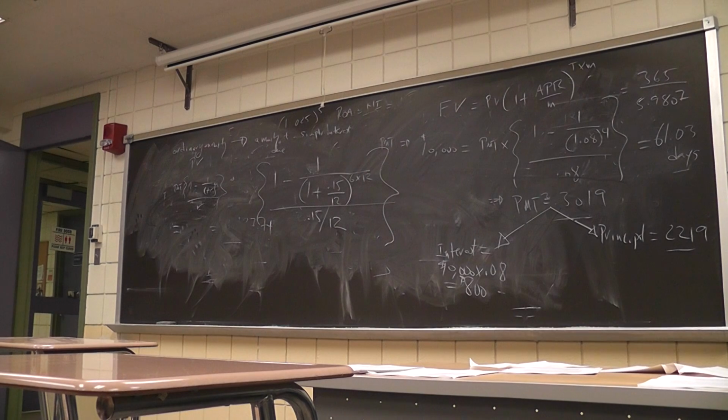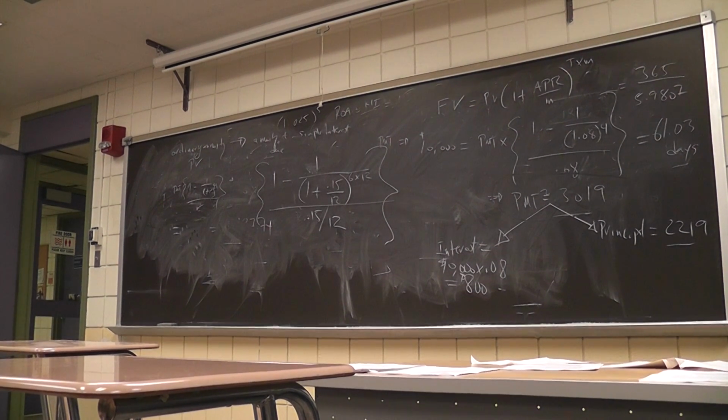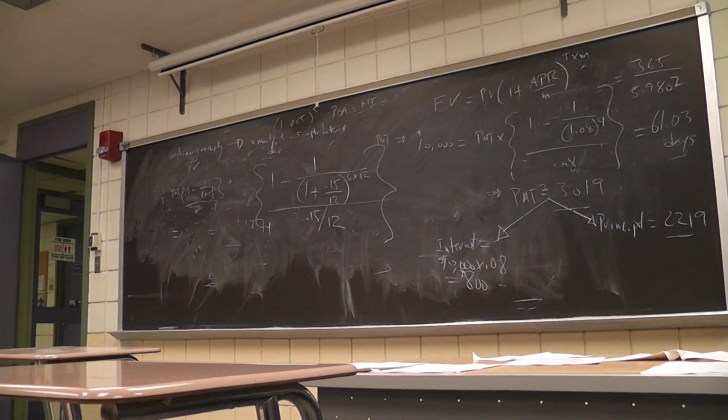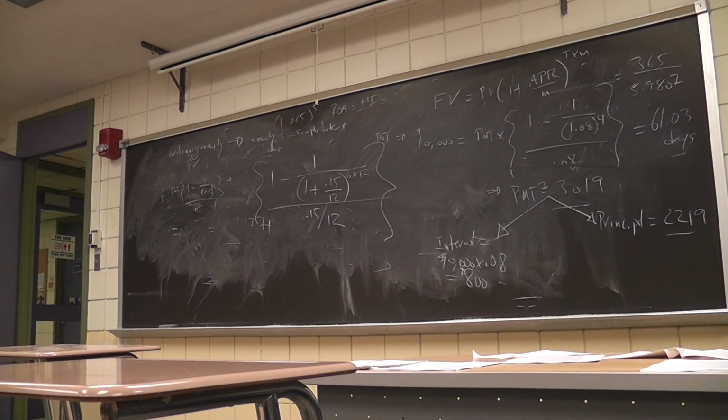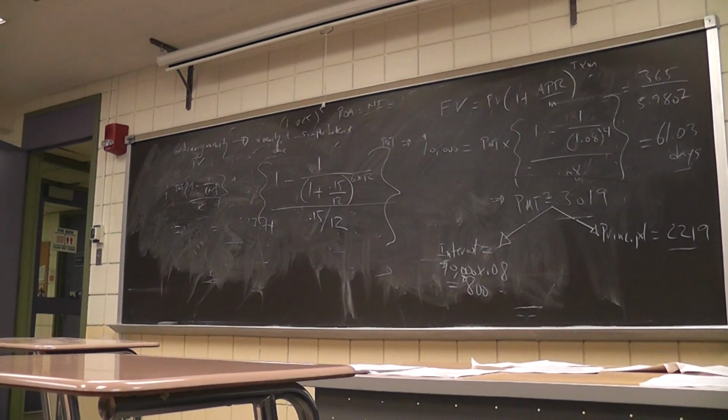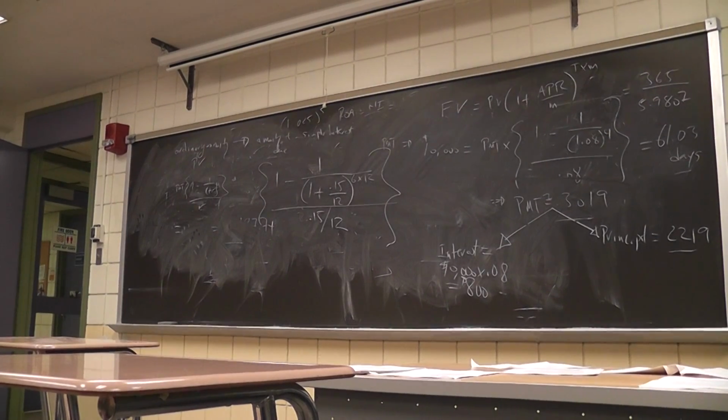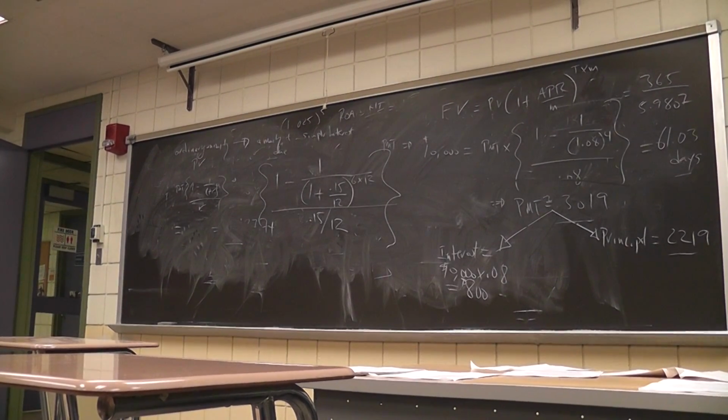Who wants to read the next one? Assume the total expense for your current year in college equals $15,000. Approximately how much would your parents have needed to invest 21 years ago in an account paying 6% compounded annually to cover this amount? Are you okay with this one? Yeah. Okay, this is just the present value.